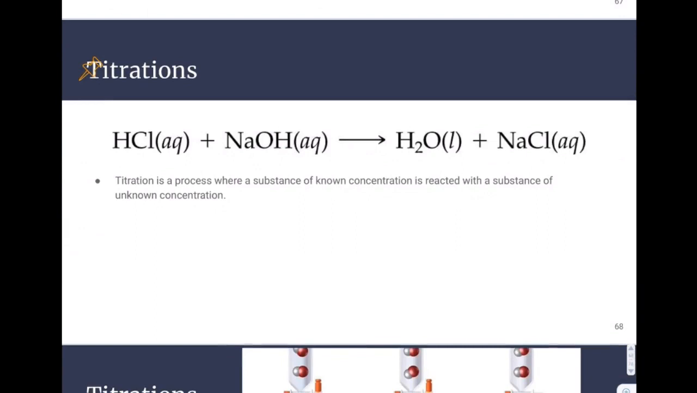So the last part we're going to talk about is titrations. We're going to be doing a lab later in the semester where we titrate. A titration is a process where you know the molarity of one substance, and you don't know the molarity of another substance, and you're going to react them and do some stoichiometry math to figure that out. So do some dimensional analysis, conversion factors.